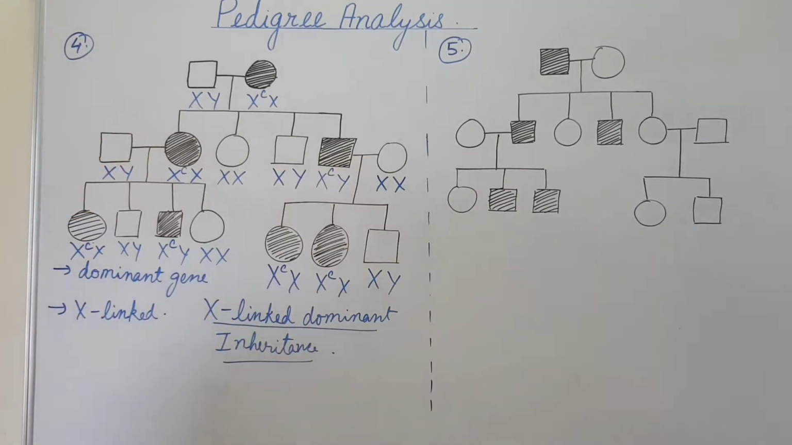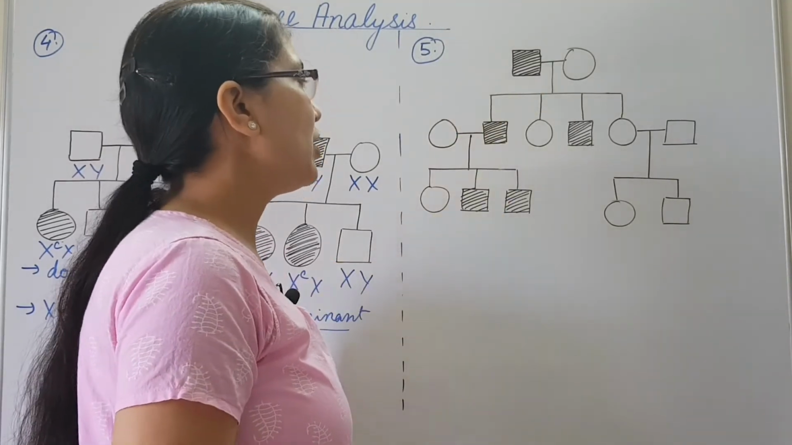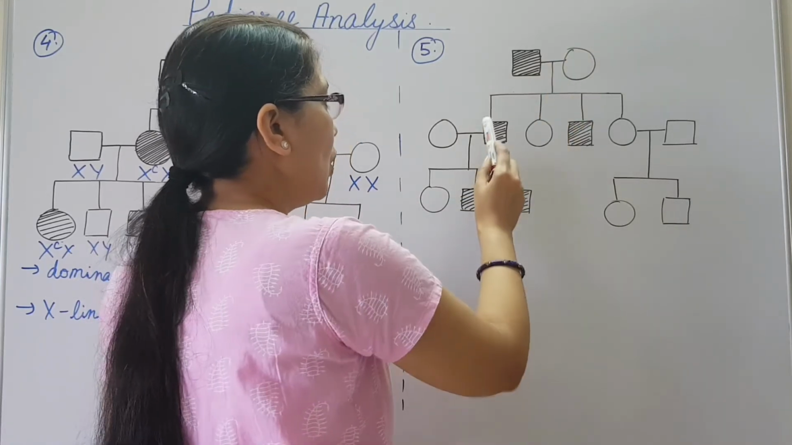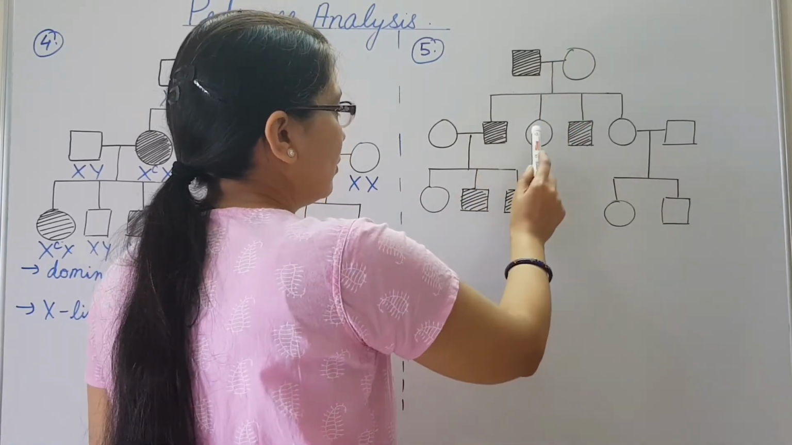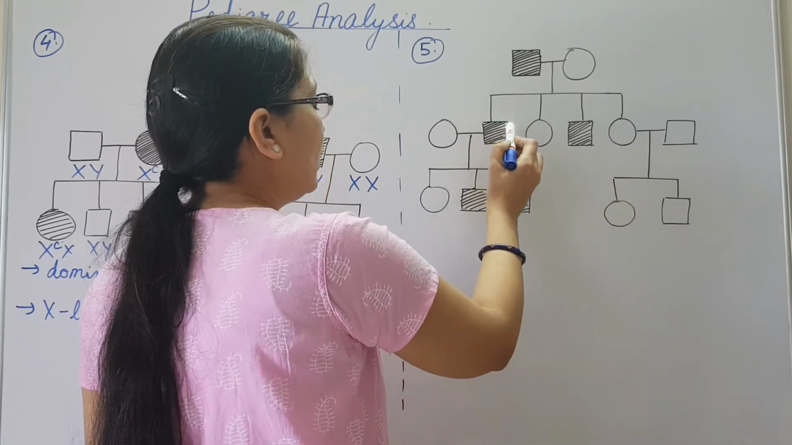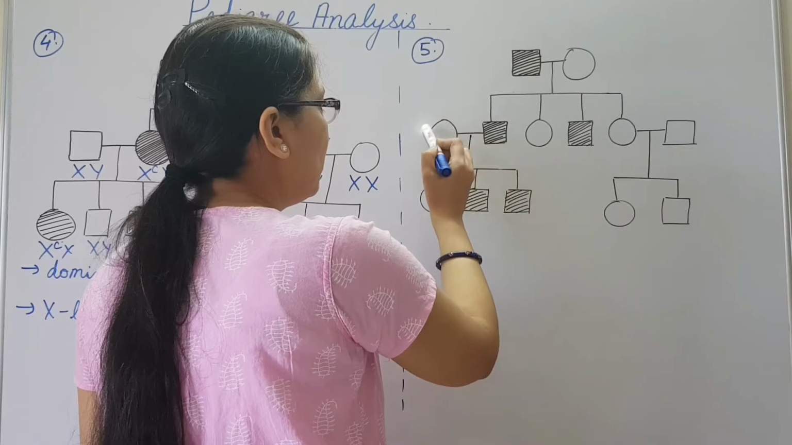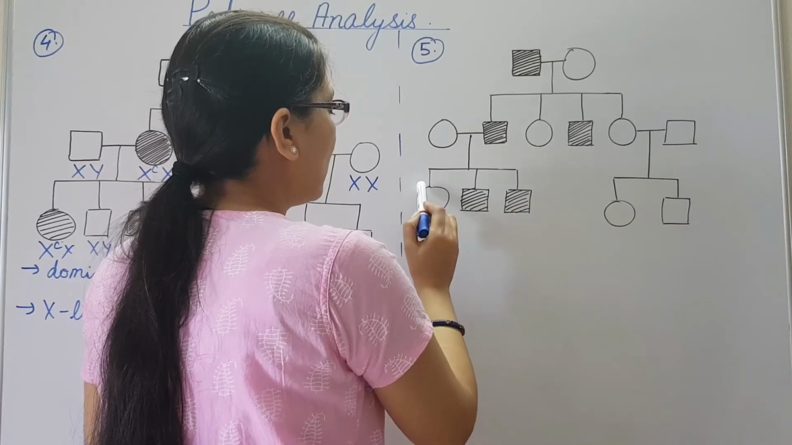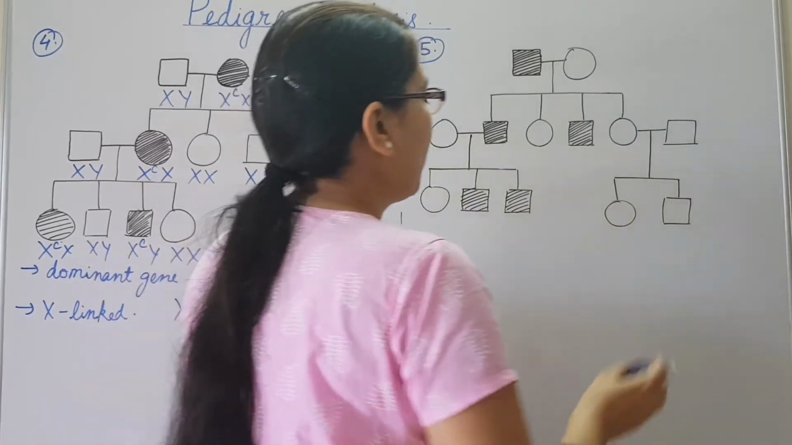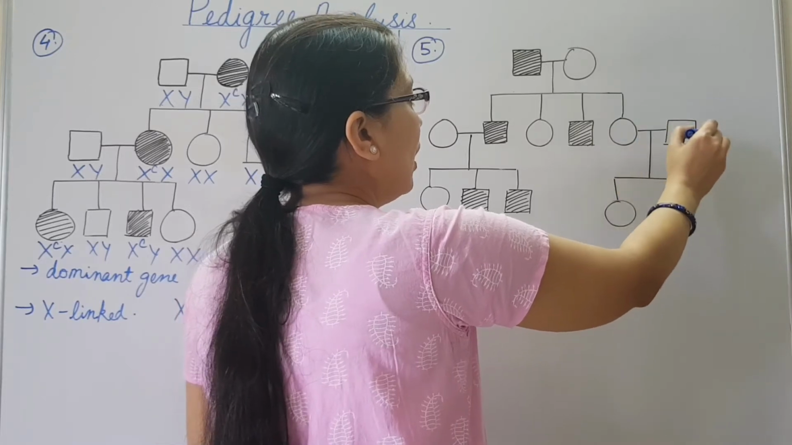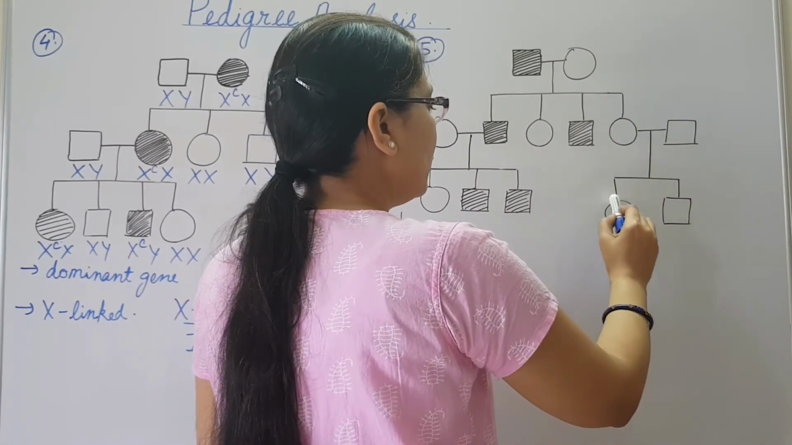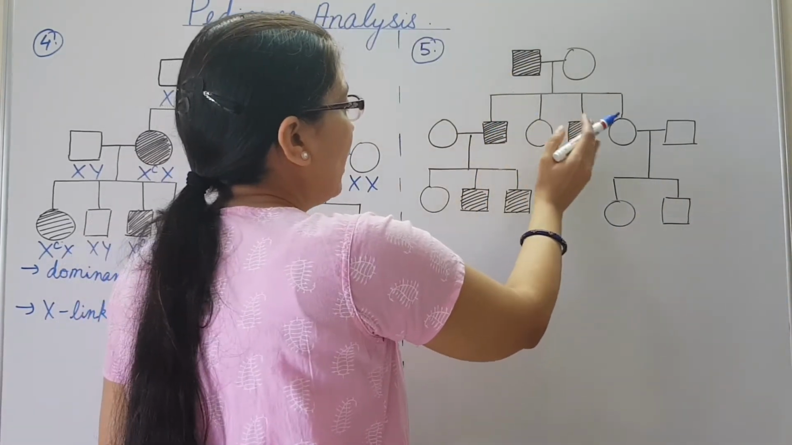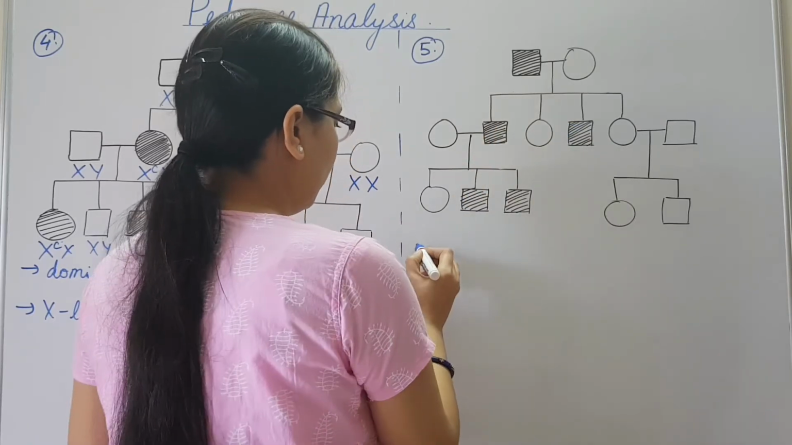So if we see this pedigree chart, an affected male mates with an unaffected female. Both the sons are affected, daughters are unaffected. This affected male then mates with an unaffected female. Here again, in the next generation, both the sons are affected and the daughter is unaffected. Here the unaffected daughter mates with an unaffected male. In the next generation, we get all the offspring unaffected. So here we see that the trait is not skipping a generation.